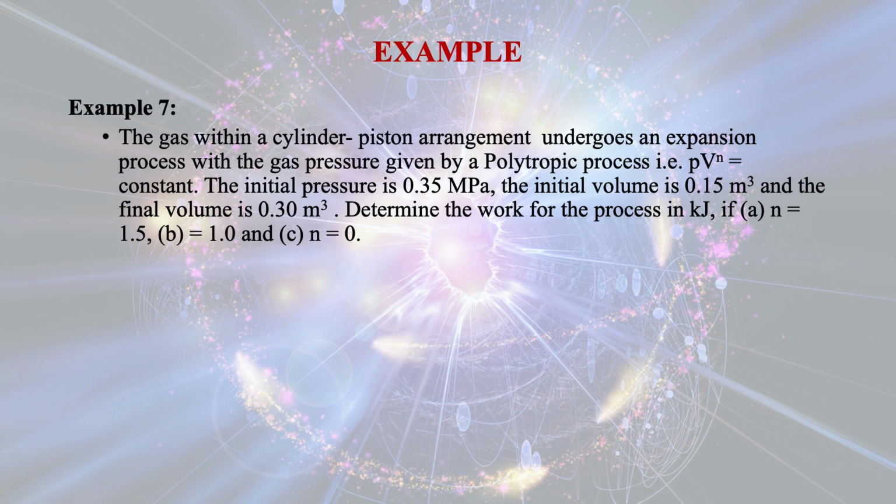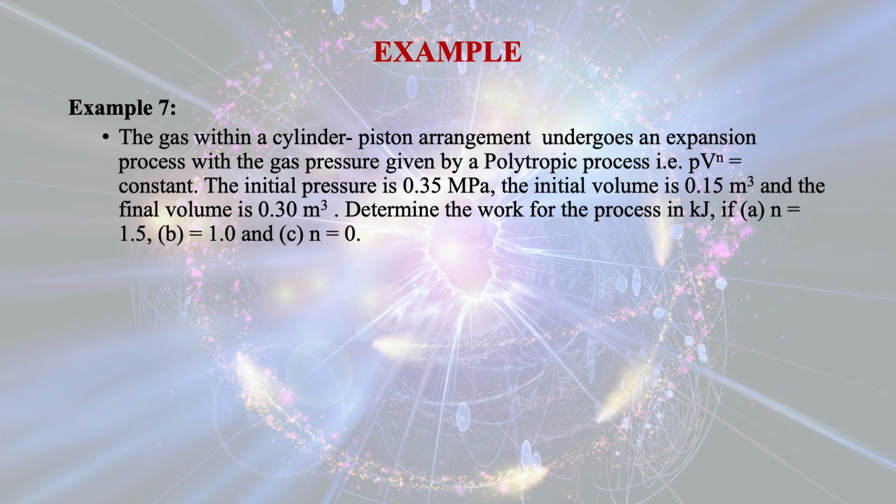Now example 7. The gas within a cylinder piston arrangement undergoes an expansion process with the gas pressure given by a polytropic process, that is PV to the power n is constant. The initial pressure is 0.35 megapascal. The initial volume is given as 0.15 meter cube, and the final volume is given as 0.30 meter cube. Determine the work done for the process in kilojoule.